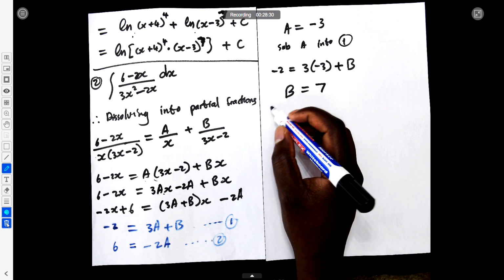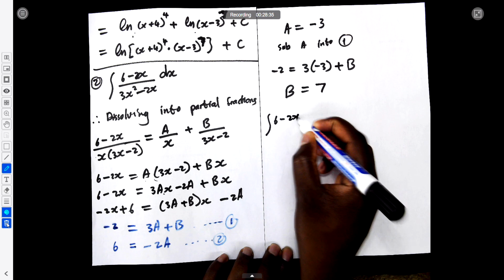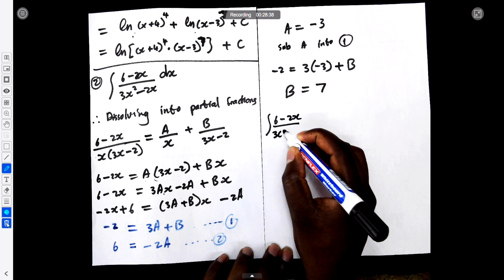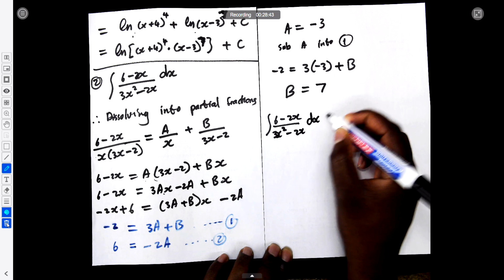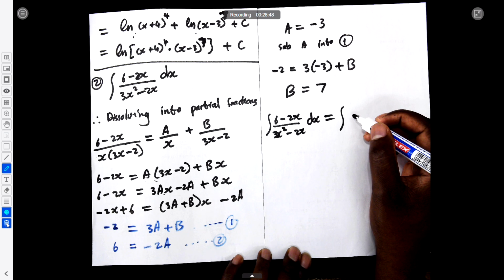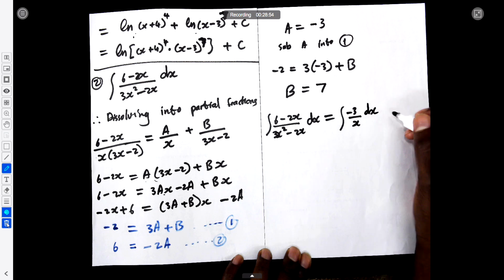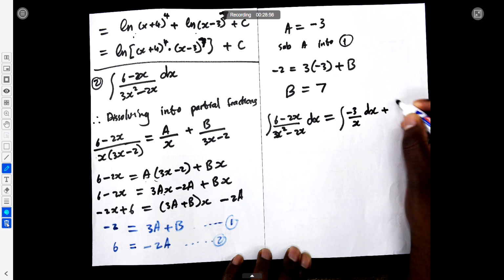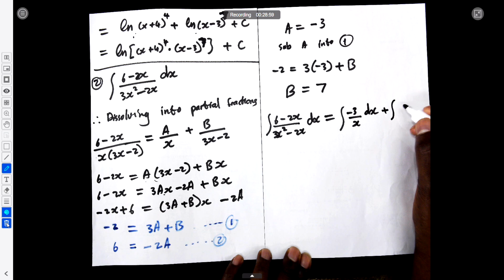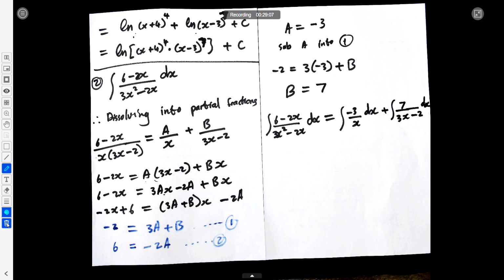So from there, we can now state that if we have dissolved minus 6 minus 2x over 3x squared minus 2x into partial fractions, it will be equal to, we need to integrate a over x, and we said a is minus 3, all divided by x, dx. Therefore, plus integral of b, which is 7, over 3x minus 2, dx. I hope it's clear.